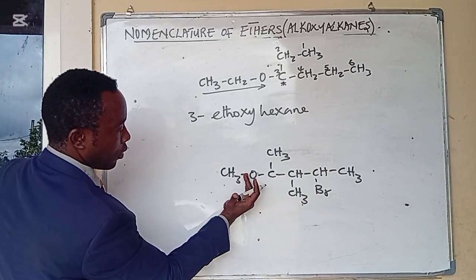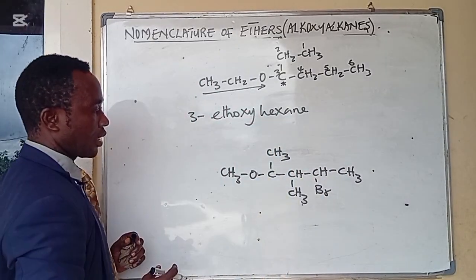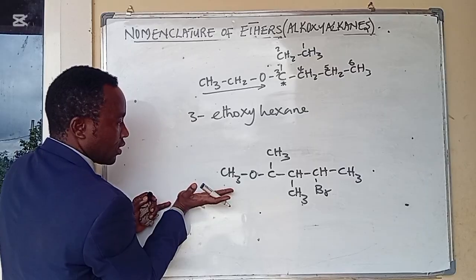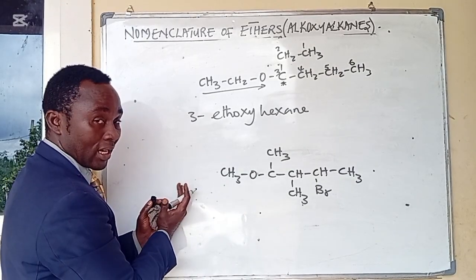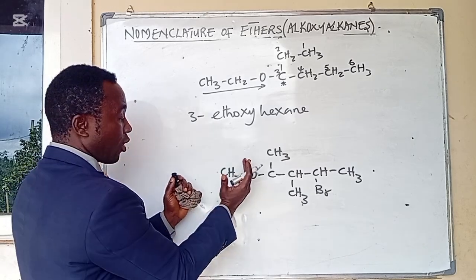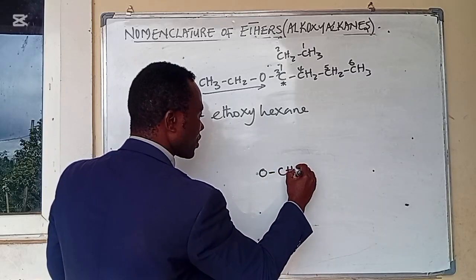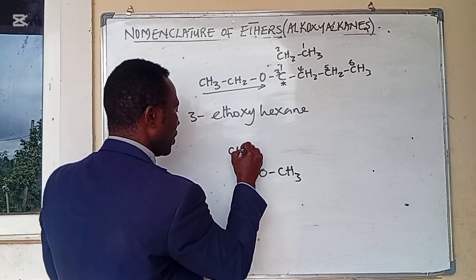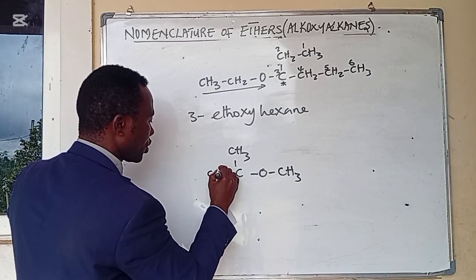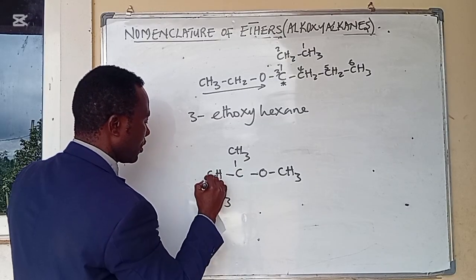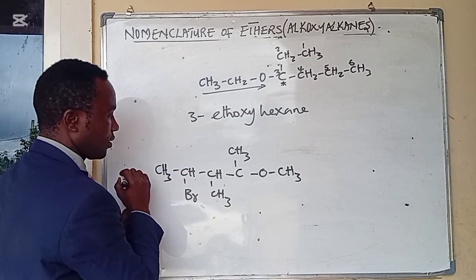Now, from oxygen here is 1 carbon. From oxygen here is 1, 2, 3, 4, 5 carbon atoms. So this is the alkoxy. Don't think that the alkoxy must always be this side. It depends on the number of carbons here and here. In fact, let me do that here. I can do OCH3, then CH3, then CH, then you have CH3, then I have CH, Br, then CH3.